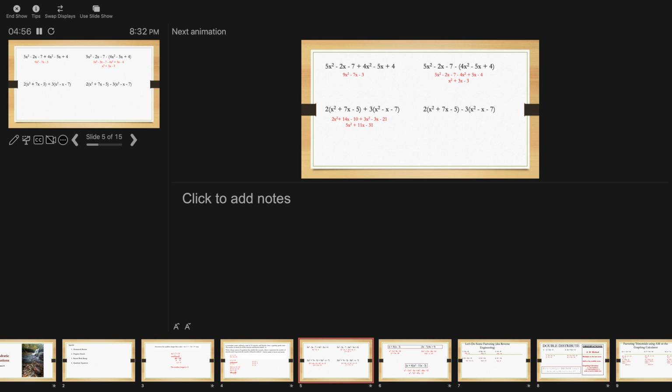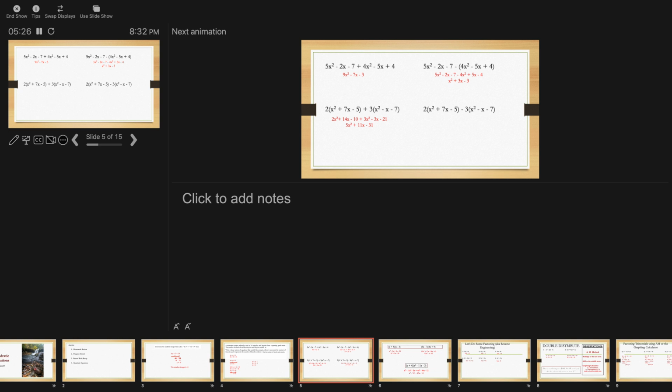Now combine like terms, like in the previous question. 5x squared and negative 4x squared is 1x squared. Negative 2x and 5x make 3x, and -7 and -4, oh boy, they make -11. So this last term should be -11. Sloppy mistake. There's my first noticeable careless mistake of the day. X squared plus 3x minus 11.